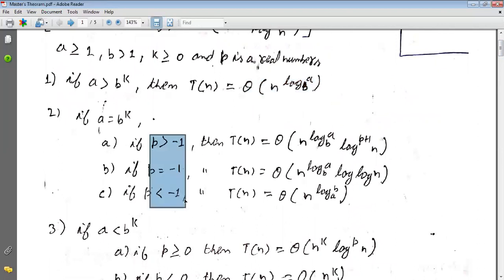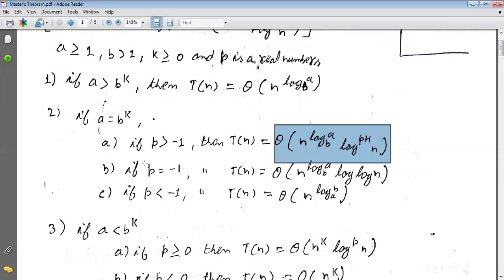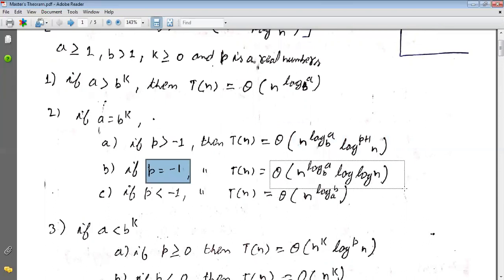If p is greater than -1, then the time complexity is theta of n to the power log of a base b into log n to the power p plus 1. If p equals -1, then the time complexity is theta of n to the power log of a base b into log log n. And if p is less than -1, then it is theta of n to the power log of a base b.